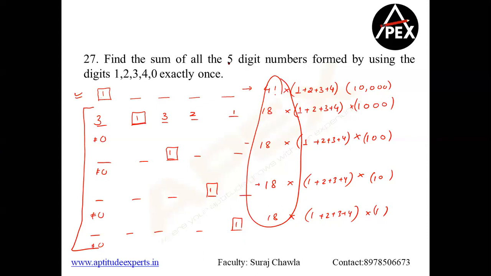if you're having a doubt, let me just clarify this. Suppose I'm giving you this as a case here. Let's say 1, 0, 2, 3, 4. Now, what is the value here? 1 into 10,000. Okay. Plus 0 into 1000. Plus 2 into 100. Plus 3 into 10. Plus 4 into 1. Tell me what is the contribution of this?